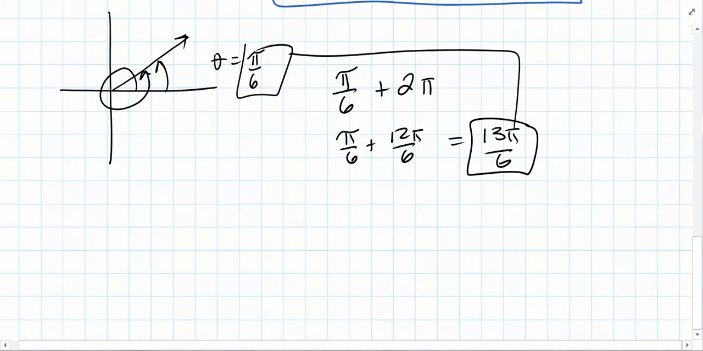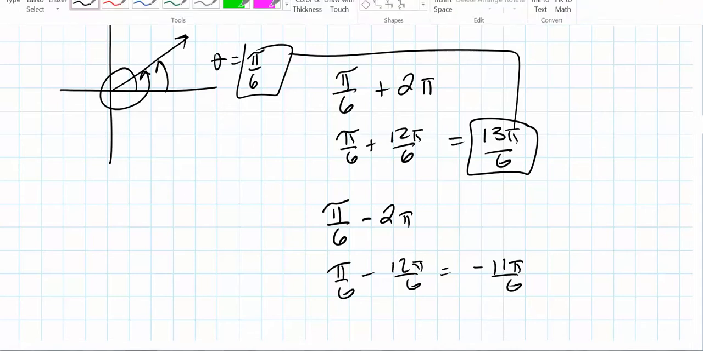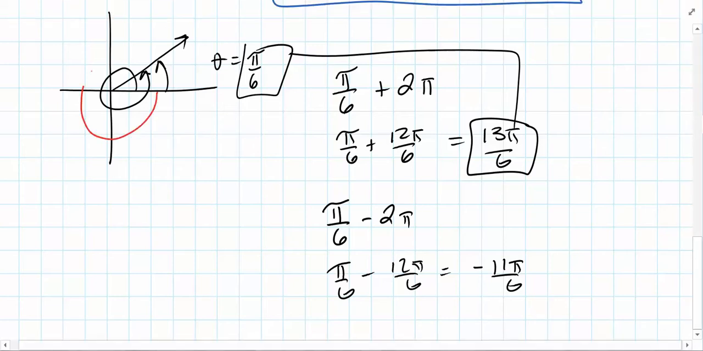Okay, what's the other one? What's the other way we could do it? There should be a negative one that a lot of you got. Sanam, what'd you get? A negative 11 over 6? 11 pi over 6? 11 pi. Okay. So we would just subtract 2 pi in this case. So it would be pi over 6 minus 12 pi over 6, which gives us negative 11 pi over 6. And if you think about it in that direction, going this way, I've gone negative 11 pi over 6. That's terrible 11, but you get it.